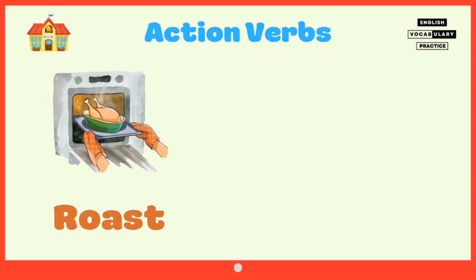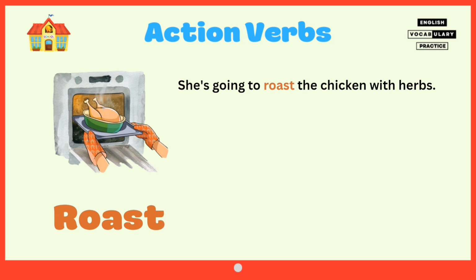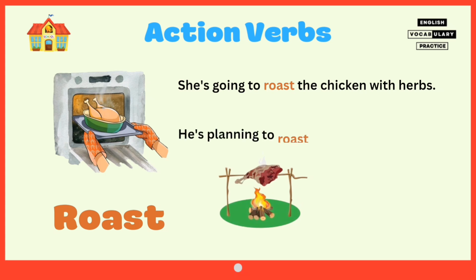Roast. She's going to roast the chicken with herbs. He's planning to roast a leg of lamb.